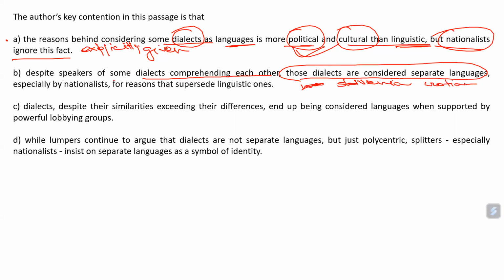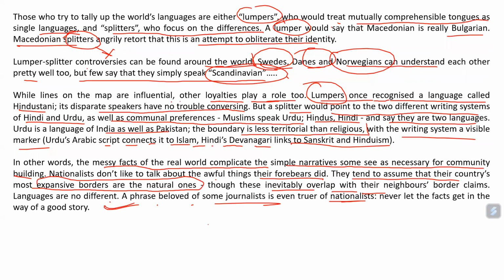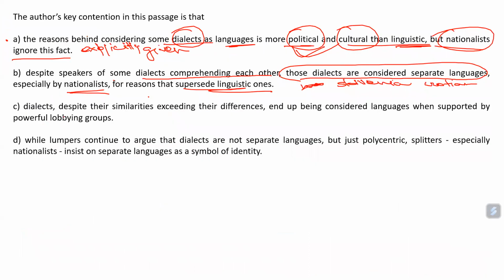Okay? Those dialects are considered separate languages, especially by nationalists, for reasons that supersede linguistic ones, directly given from the passage. So when we have things that are mentioned directly in the passage, we will obviously keep this as an option, right? C says dialects, despite their similarities and their differences, end up being considered languages when supported by powerful lobbying groups.